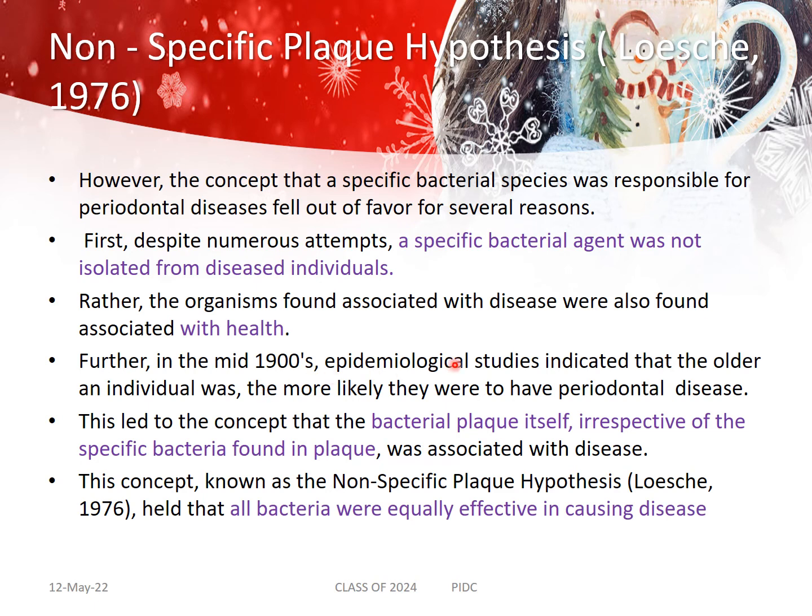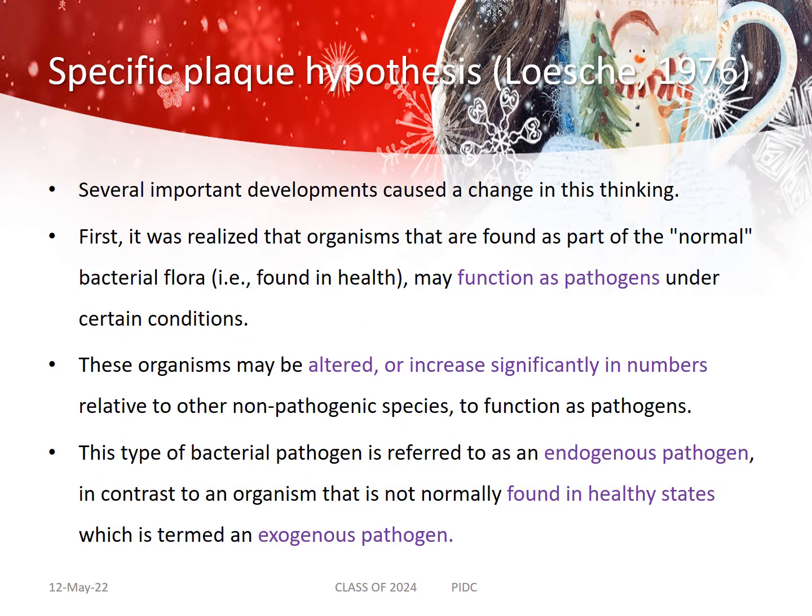Further, in the 1900s, epidemiological studies indicated that the older the individual was, the more likely they were to have periodontal disease. This led to the concept that bacterial plaque itself, irrespective of the specific bacteria found in the plaque, was associated with the disease. This concept was known as the non-specific plaque hypothesis, telling that all bacteria were equally effective in causing disease. But again, this was taken back by the one who proposed it, Loesche. He gave another postulate in the same year to tell that this is not the correct one.